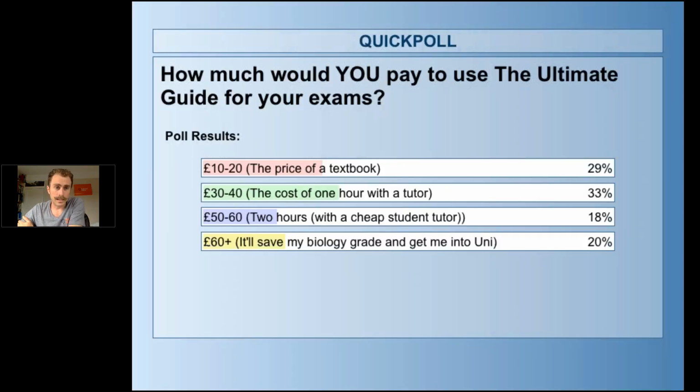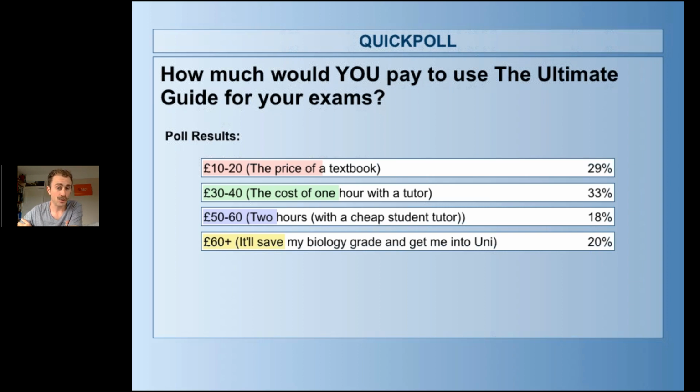So 10 to 20 pounds, so a third of you, so equivalent of a textbook. All the studies we've done said, in terms of effectiveness, it smashes a textbook out of the water. An hour with a tutor, average price for a tutor these days is about £35 an hour. So about a third of you would pay the equivalent of 1 hour tutoring for unlimited guiding, basically.